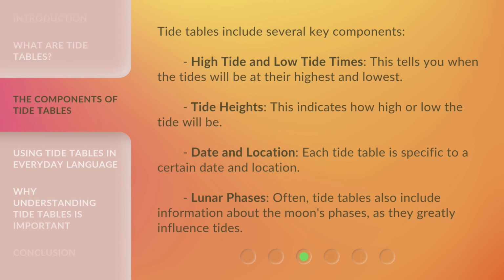Tide tables include several key components. High tide and low tide times. This tells you when the tides will be at their highest and lowest. Tide heights. This indicates how high or low the tide will be. Date and location. Each tide table is specific to a certain date and location. Lunar phases. Often, tide tables also include information about the moon's phases, as they greatly influence tides.